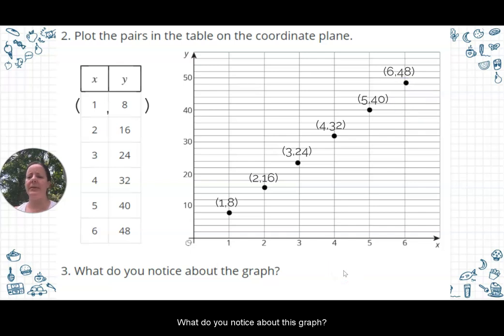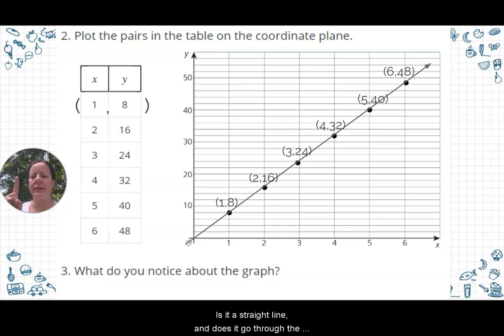What do you notice about this graph? Is this a proportional graph? Does it meet our 2 criteria? Is it a straight line? And does it go through the origin? Yes, this graph is proportional. It is a straight line and it goes through the origin.